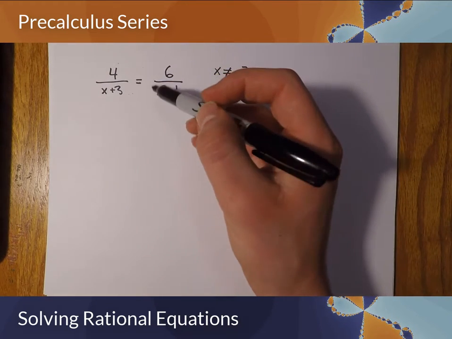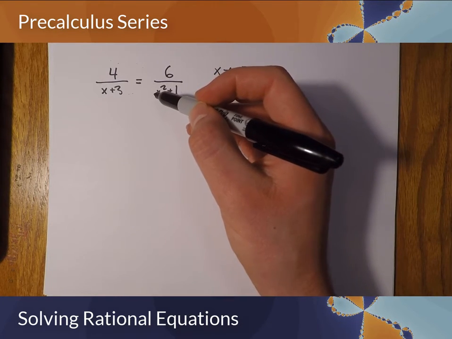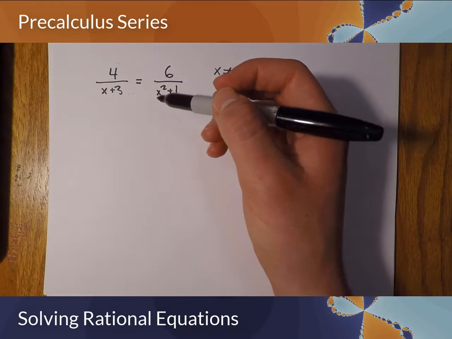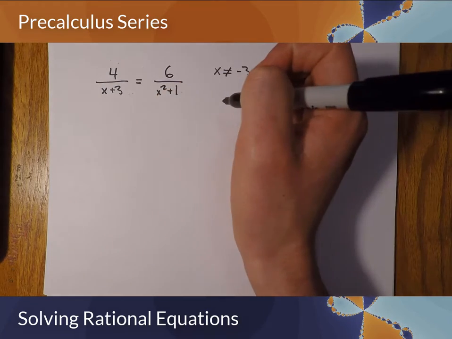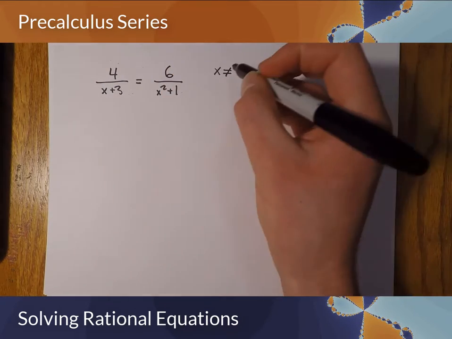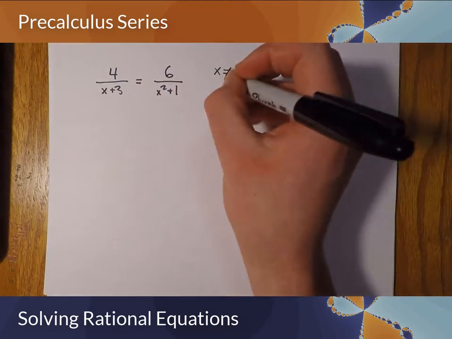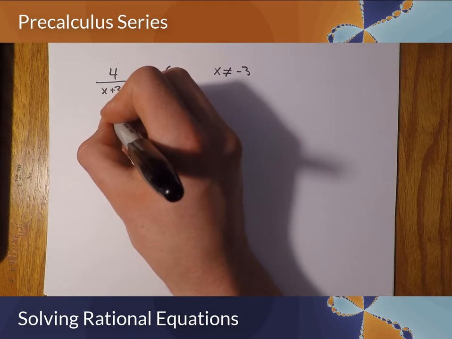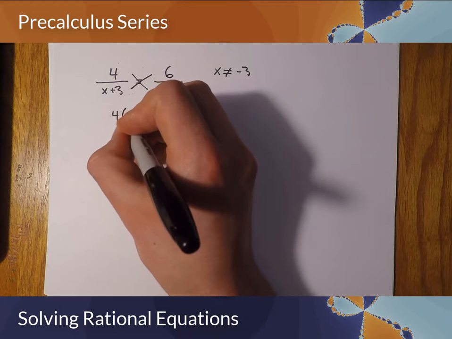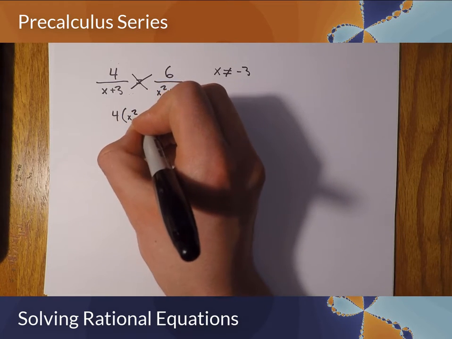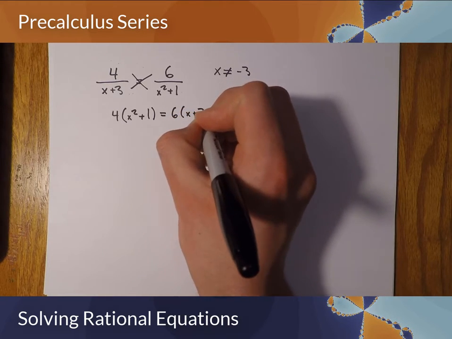If we check the right side here, x squared is always going to be 0 or positive, regardless if you put a negative, positive, or 0 in for x. Because of the fact that we have plus 1 on this side, we know that this term will never equal 0. So -3 is our only area where this whole equation is undefined. So now, keeping that in mind, we can get started. We can just cross multiply, just like regular fractions, and set 4 times x squared plus 1 equal to 6 times x plus 3.